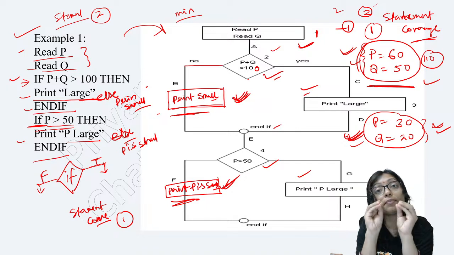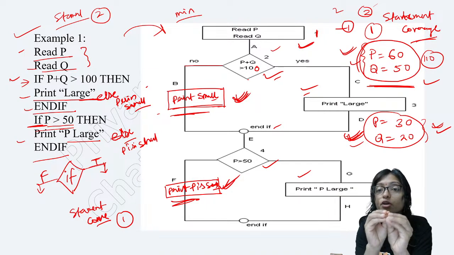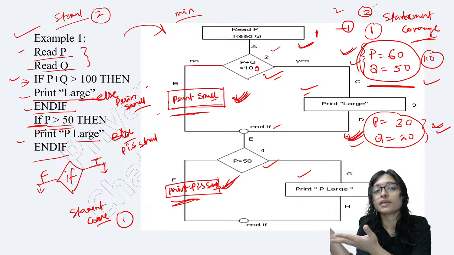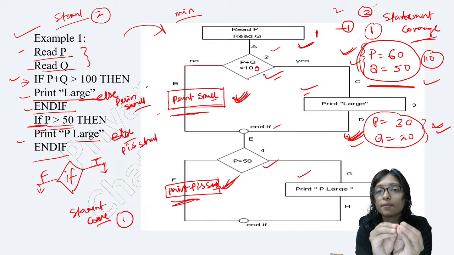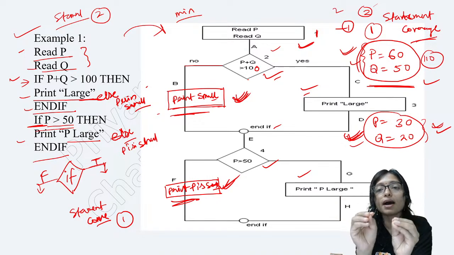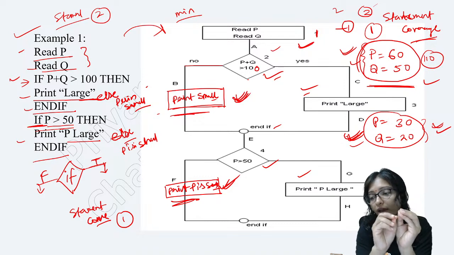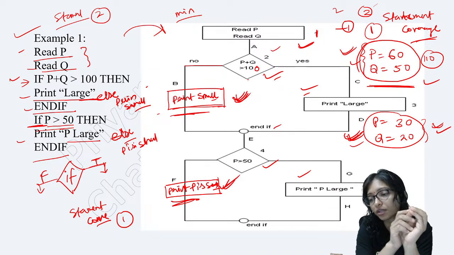But the target will be the minimum number, because the maximum can be anything. Our target is the minimum. What is the minimum number of test cases required? That is the statement coverage. Okay? ठीक है?